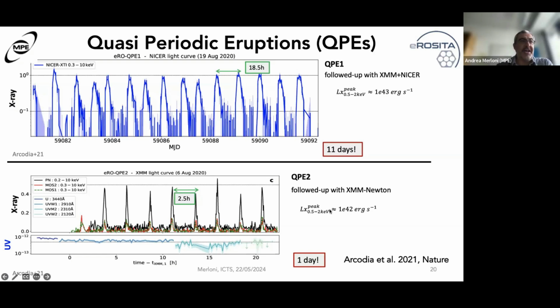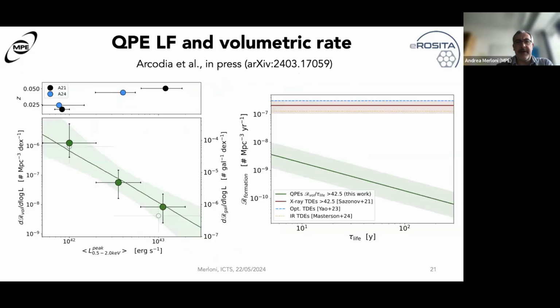So it reached AGN-like luminosity in a burst that lasts only a few tens of minutes or a few hours, with a recurrence time ranging from 2 to 10 hours or 20 hours. So these are really fascinating phenomena.